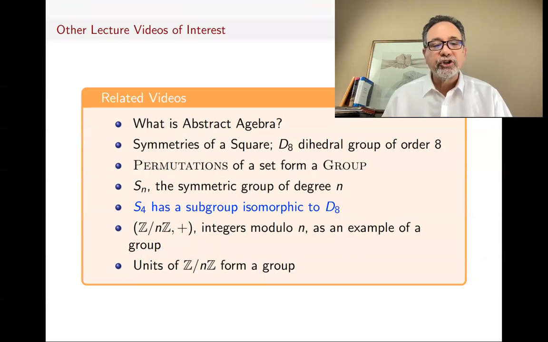This is the end of this lecture. The next lecture will be on integers mod n with addition, as another example of a group, this time an abelian group, a commutative group.